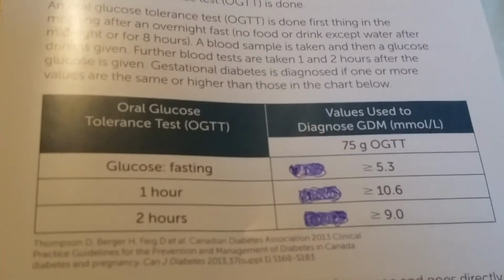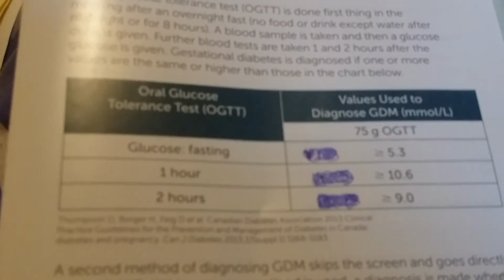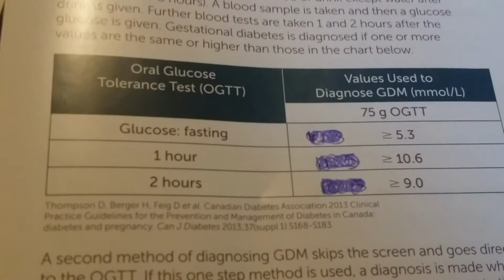So, oral glucose tolerance. Glucose fasting should be less than 5.3. After 1 hour, it should be 10.6. After 2 hours, it should be 9.